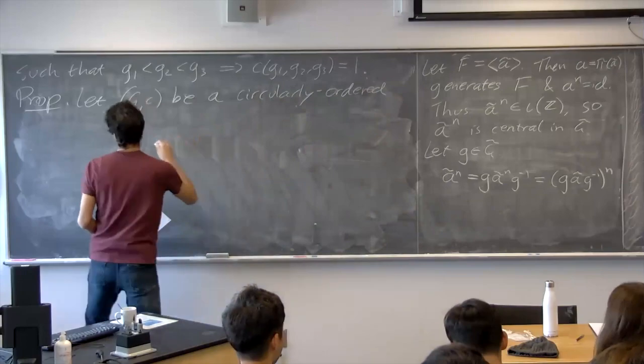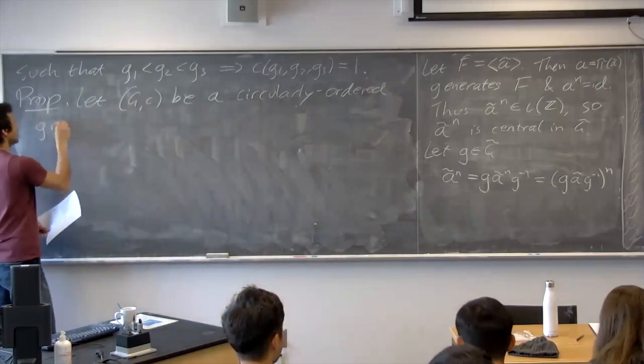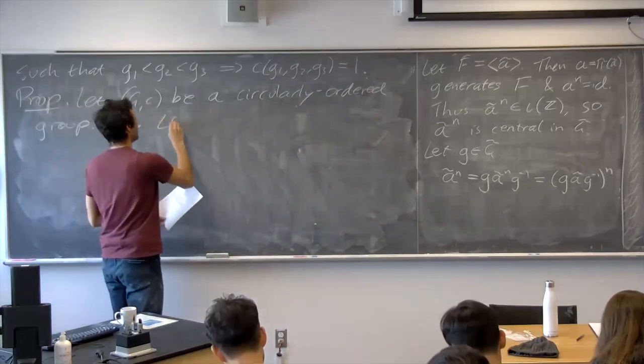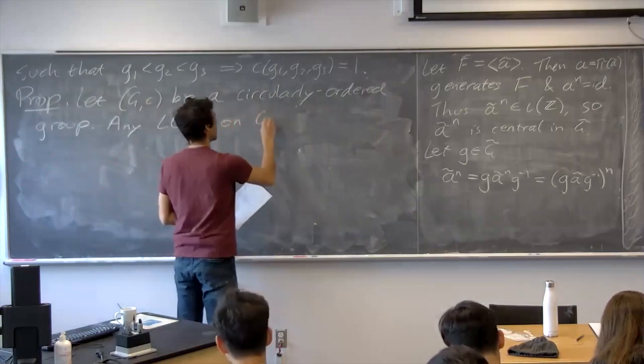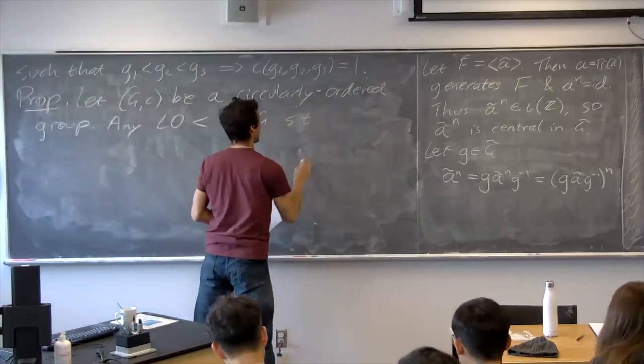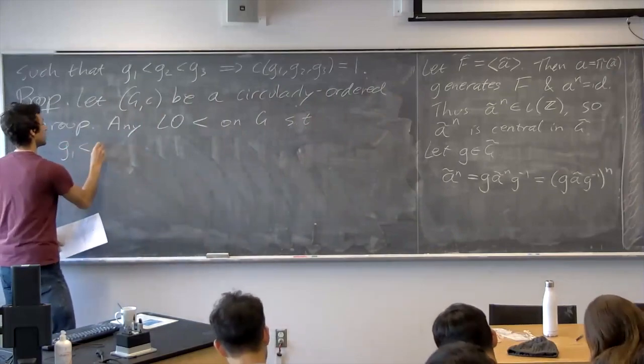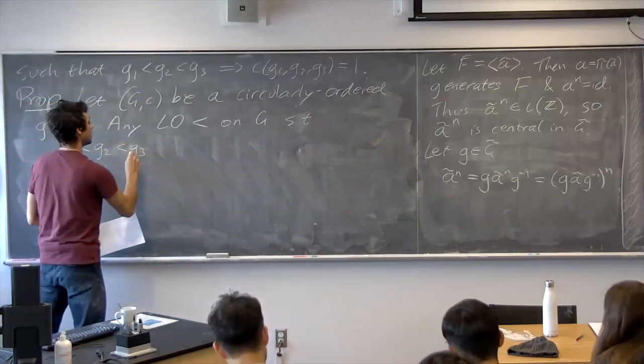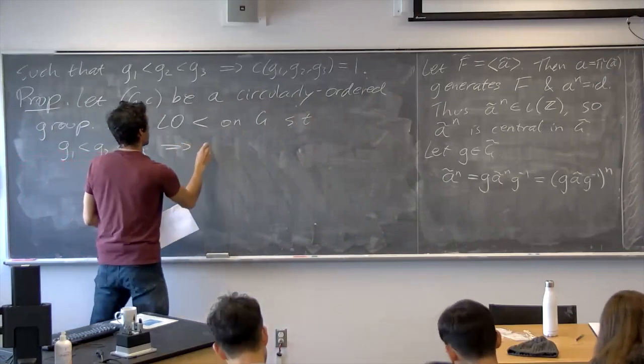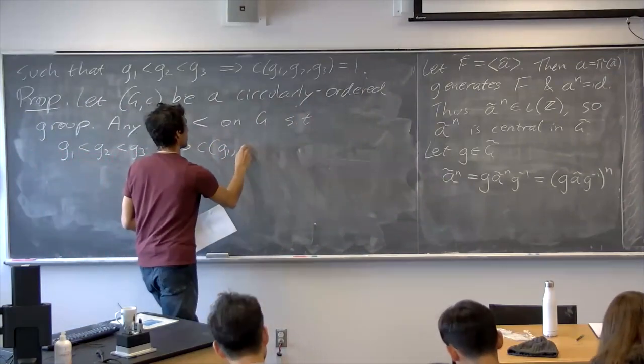So let G be a circularly ordered group. Any left ordering on G such that g1 < g2 < g3. Let C be the circular ordering C(g1, g2, g3).